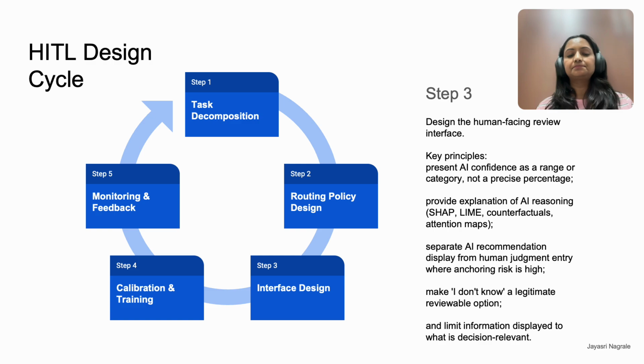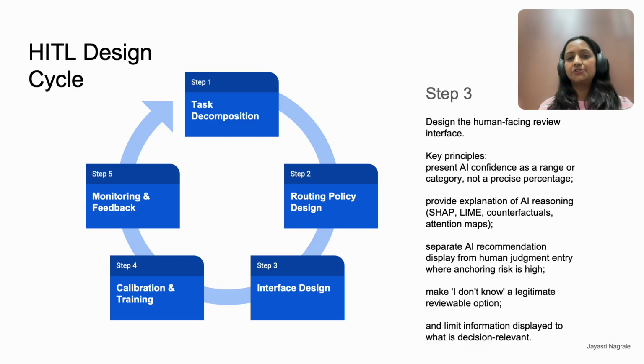And the third step is the interface design. Do you remember all the cons that we discussed about HITL systems, like human atrophy and alert fatigue? So now is the time when we are designing the interface for these HITL systems. We need to design the human-facing interface in such a way that we are presenting AI confidence as a range instead of just yes and no or a percentage. So let's present it as a range.